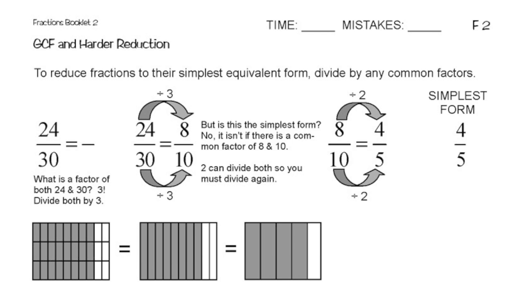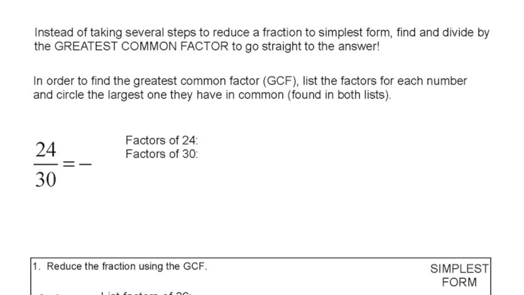Are there any common factors outside of 1? No, there's not. So my simplest form is 4/5. So 24/30 is equal to 8/10, which is also equal to 4/5. So let's move on down, and let's go into the instructions here.